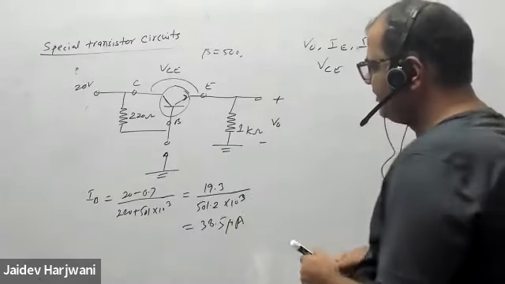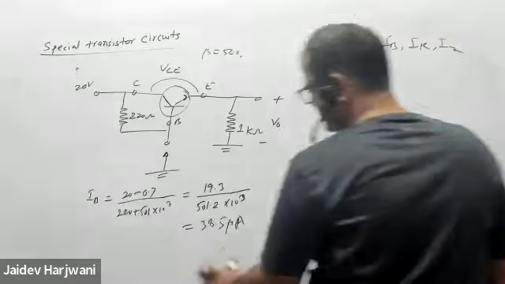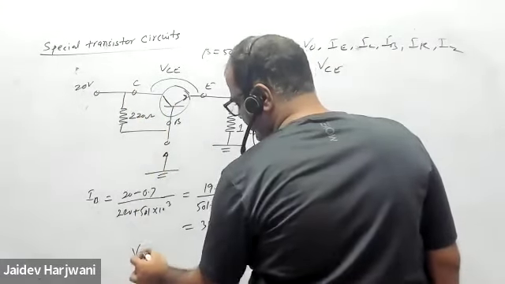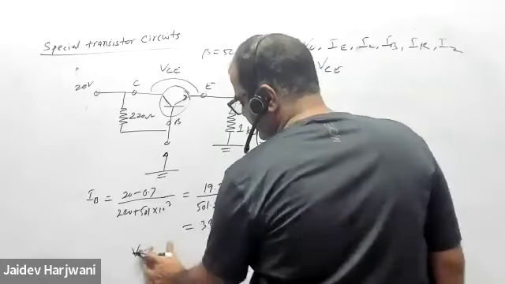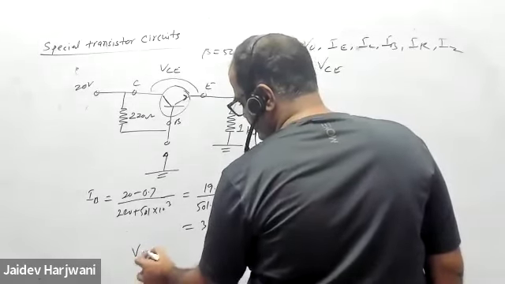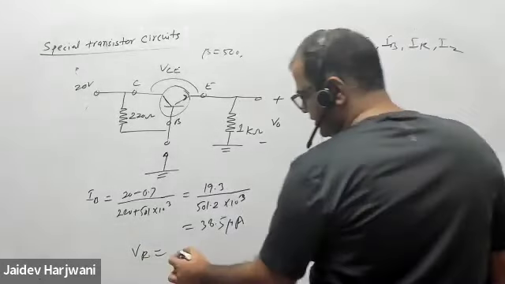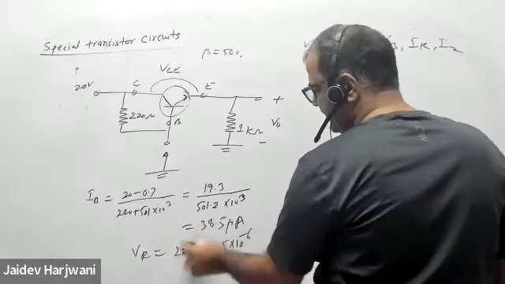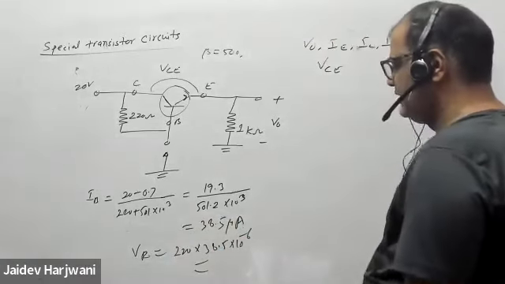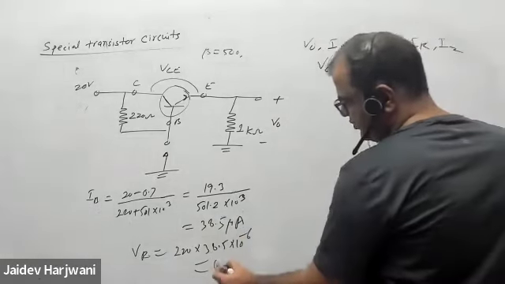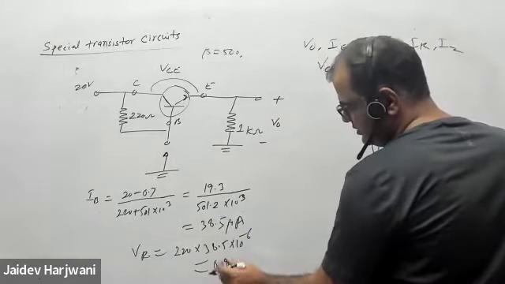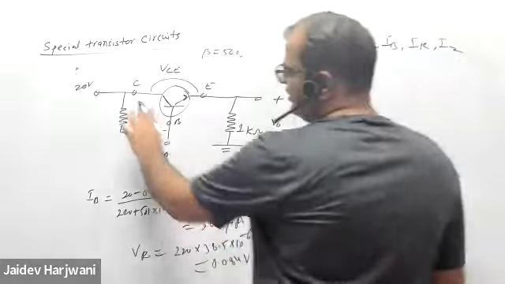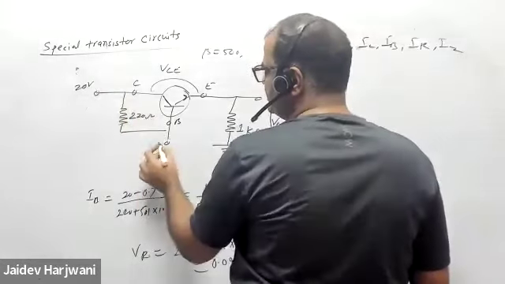Okay. Now you can find the voltage across here, with B open. VR will be 220 into 38.5 microampere. You can do it roughly. How much is coming? 0.084 volt. So this loss is nothing. That means this Zener diode is on.